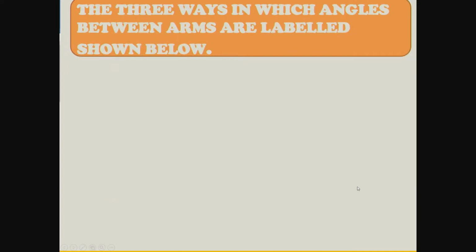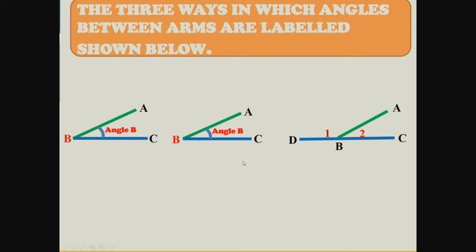The other thing that we need to know is how to label the angles correctly. That is one of the key points that learners miss when it comes to geometry. We need to know how to label the angles correctly. There are three ways in which angles between the arms are labeled, and that will be shown below. The first diagram on our left is more similar to the diagram in between. The only diagram that is different is the third diagram on the right-hand side.